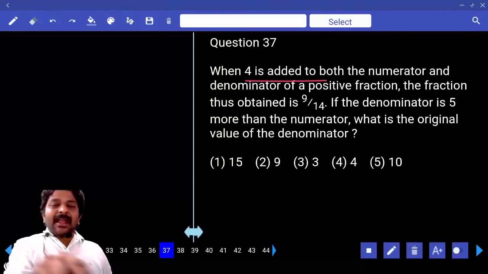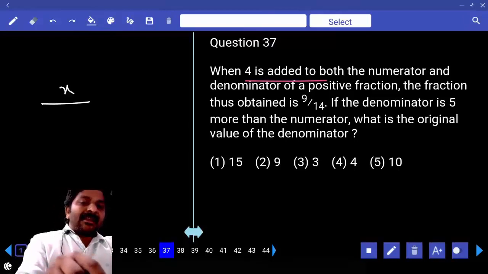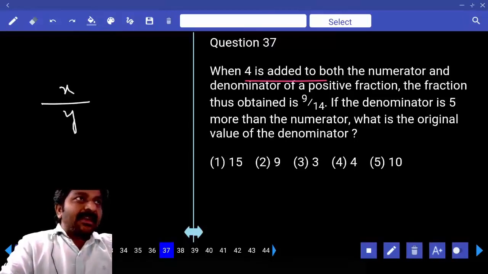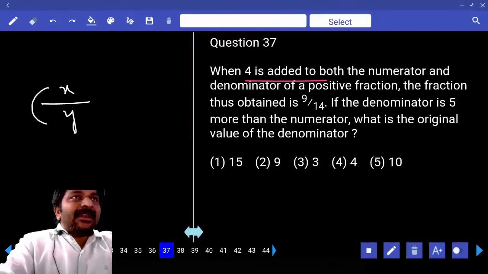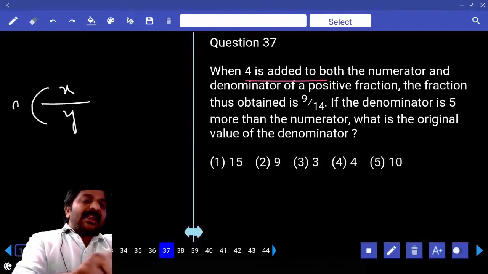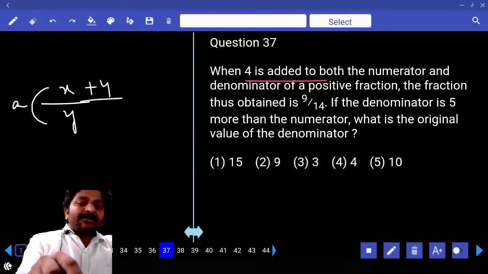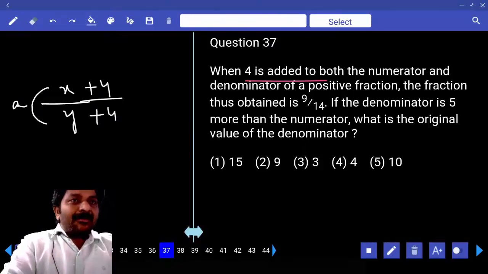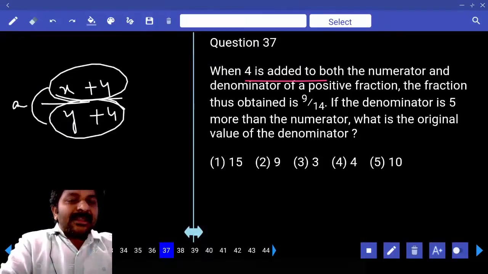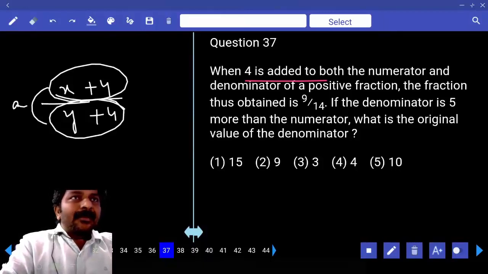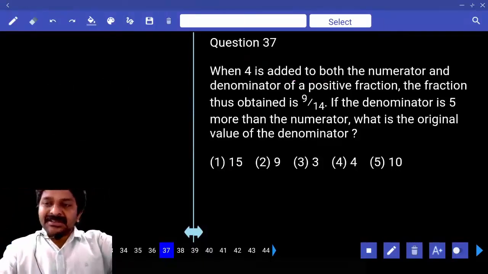So what number are we adding to both numerator and denominator? 4. Let us assume x by y is our fraction. If the difference between x and y is, let's say, a, then when you add 4 to both numerator and denominator, the difference between x plus 4 and y plus 4 must also be a only. Am I right? Yes. That is enough to answer the question.